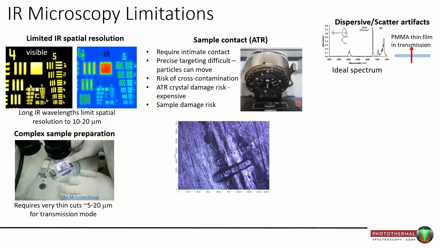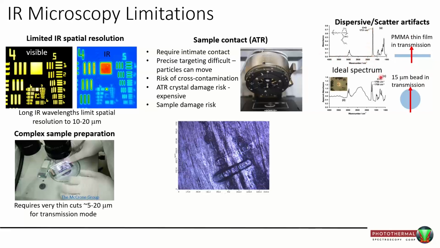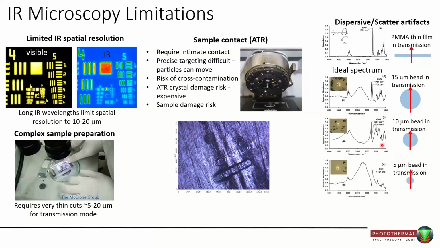One perhaps underappreciated, complicating issue with traditional IR microscopy, or FTIRs or QCLs, is the potential for dispersive scattering artifacts. In an ideal world, as I said before, in a transmission measurement of a thin polymer, as drawn here schematically, you get a nice spectrum: a nice flat baseline, symmetric peak shape, all looks good. But if you take the exact same material and measure it in transmission mode, not in a flat thin format but as a spherical bead of say 15 microns, the spectrum looks very different. And if you change the size of that particle, keeping the chemistry the same, the spectrum changes.